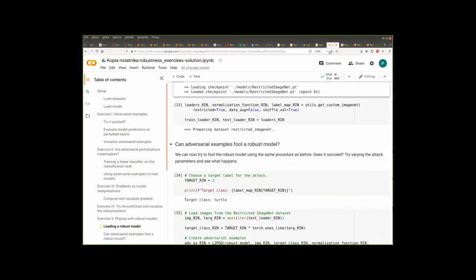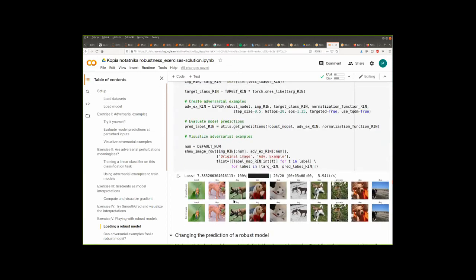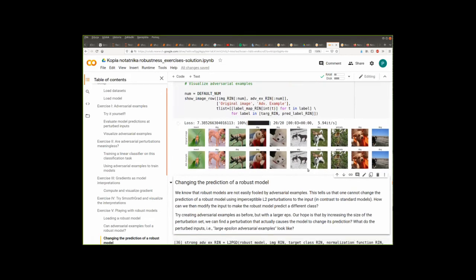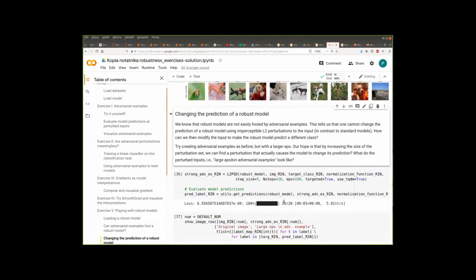What you should see is that, as you would expect, our robust model is really hard to fool. Here we are computing adversarial examples for our robust model, and we see that it's still doing well. The original answer was insect, and the answer for the adversarial example is also insect. Here is dog. It's actually doing well. So run it yourself and check it out.